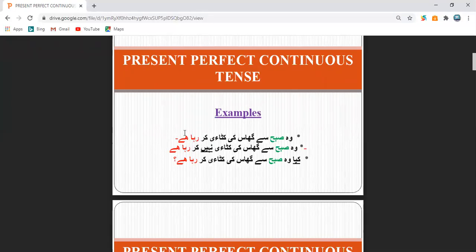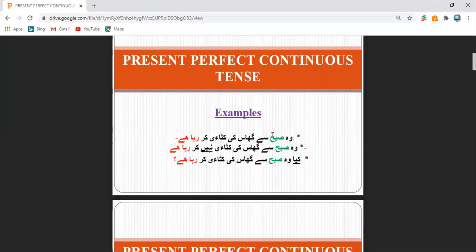Okay, so over here raha hai is present, which shows that it is a continuous sentence. But you also see in the sentence that time is also present. Subah se, the time subah se is present here, which shows that it is not an ordinary or common continuous sentence or simple continuous sentence, but it is a present perfect continuous type sentence.